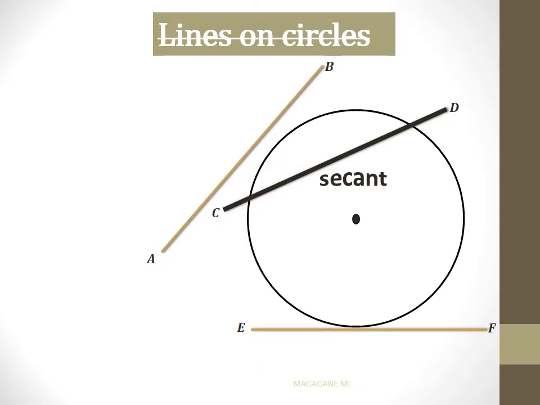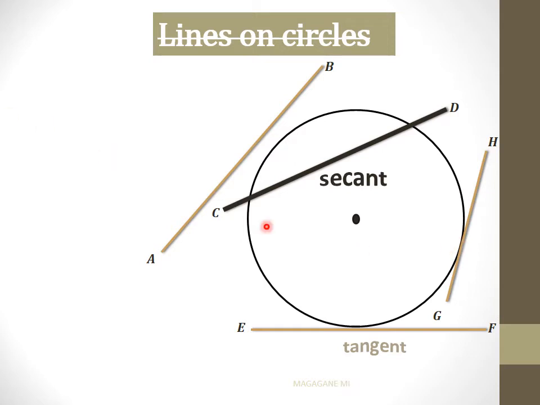So we have another line EF. If you look at line EF, it touches the circle at exactly 1 point. So this line is called a tangent. It touches the circle at exactly 1 point. Also your line HG is a tangent because it touches the circle at 1 point. So line EF touches the circle at 1 point, and line GH touches the circle at exactly 1 point.